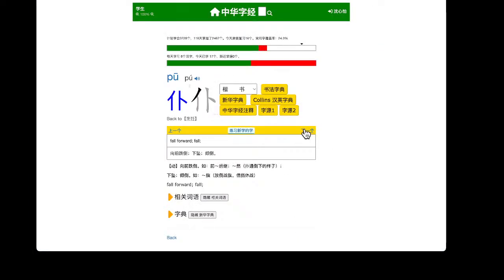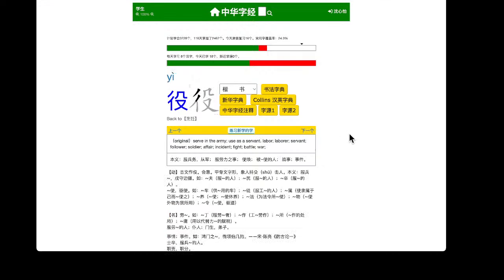Next one. Yi. The original meaning of yi is to serve in the army. That's the original meaning. But later it came to mean anything like a servant: a laborer, a follower, or a soldier. Any of those people, they call yi.